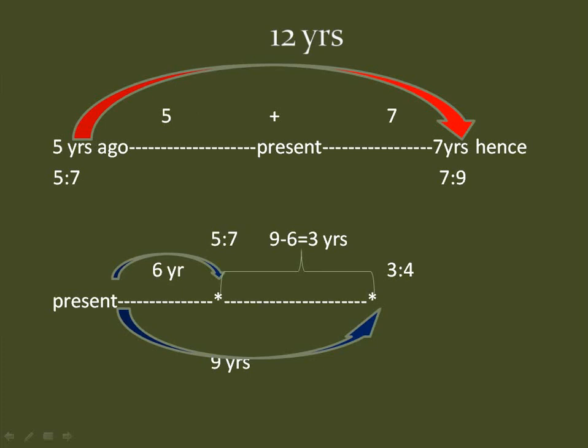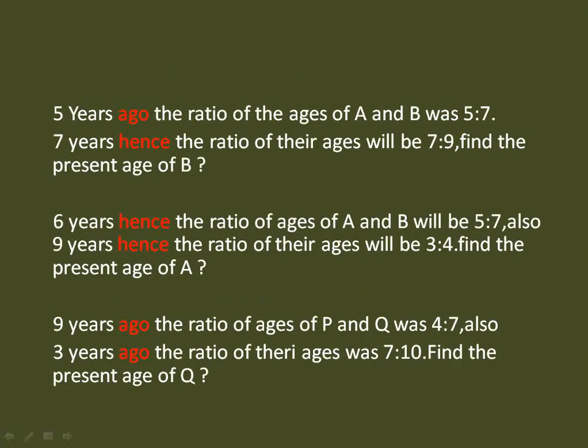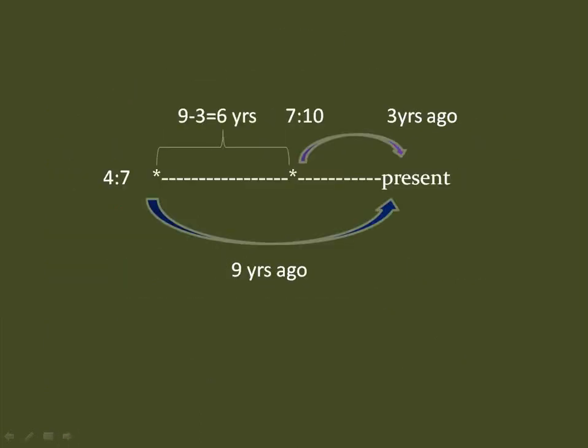Now we move on to the third problem. 9 years ago the ratio of ages of P and Q was 4:7. Also 3 years ago the ratio of their ages was 7:10. Find the age of Q. See, you are at present. 3 years ago the ratio is 7:10, and 9 years ago it is 4:7. So why has this change occurred between the ratios? This 6 years. The difference is 6 years, 9 minus 3.